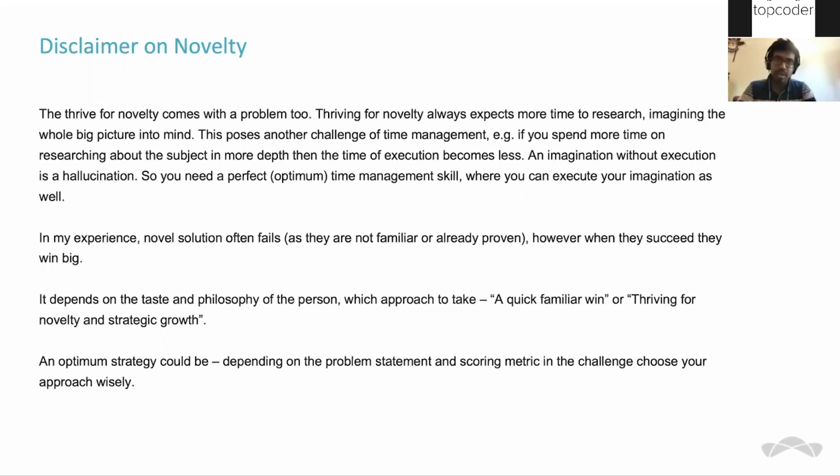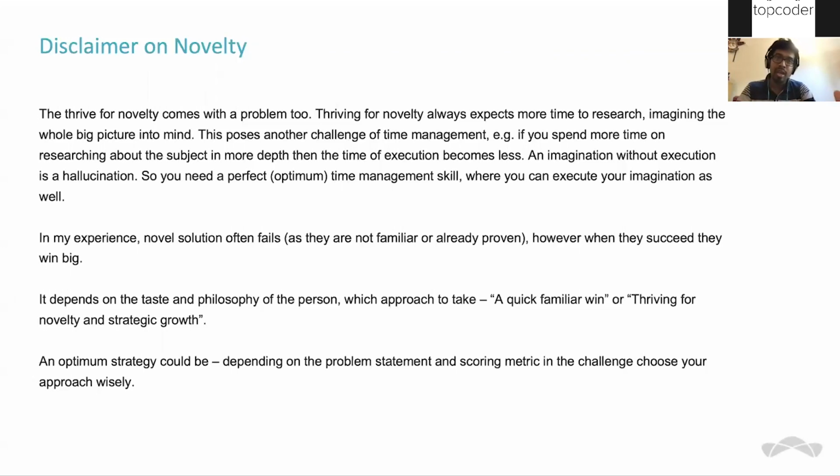In my experience, in all areas, not only in Topcoder but in all the projects I do and in my real life as well, novel solutions often fail because they are not familiar options, they are not already proven. People have difficulty accepting a novel solution at first, but when they succeed, they win big. So someone who has recently joined Topcoder should try to understand which path they will follow at first. Because if they try to give a novel solution at first, there is a high risk that they would be overwhelmed by the whole subject area.